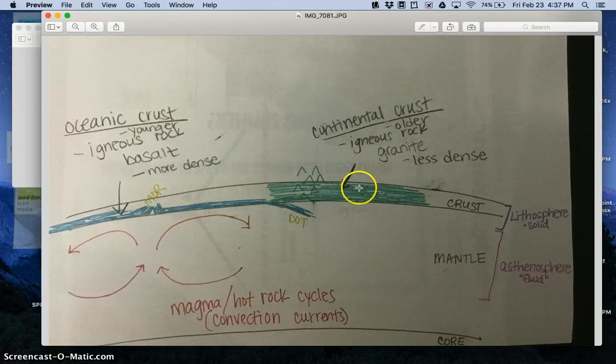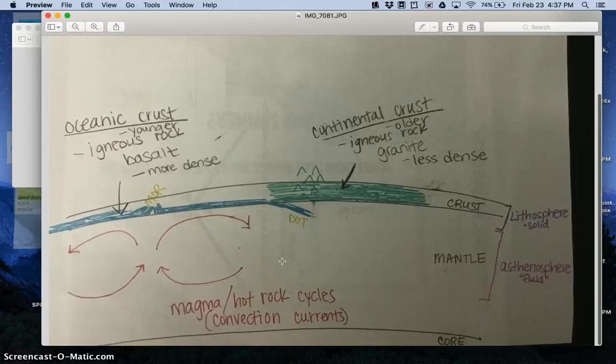Over here, this is also made from volcanoes. This is an igneous rock, and it's older because it's not renewed. There's no recycling that's happening here. It's being made, but it's just spilling on top of the crust. So it's just building up higher and higher. This is mostly granite, which is less dense, and that's why this one down here is sinking, because this is made from basalt and this is more dense.